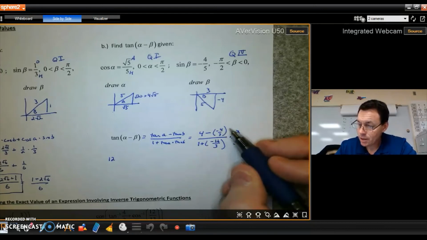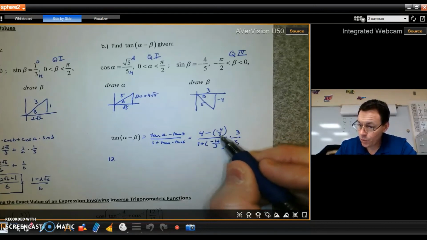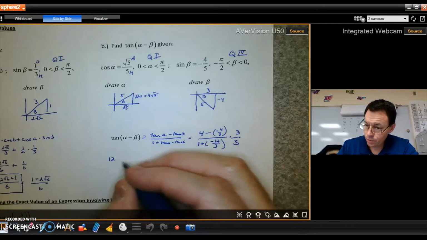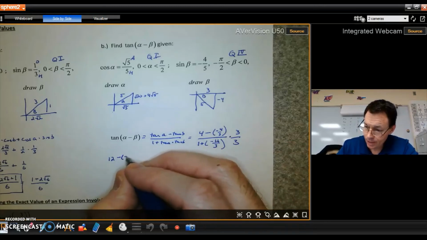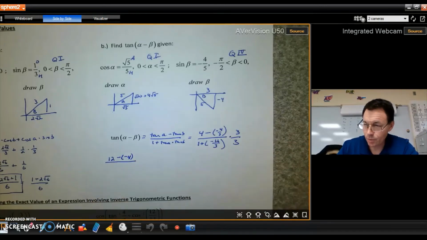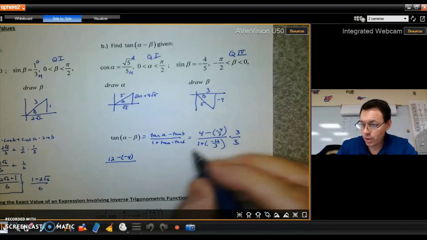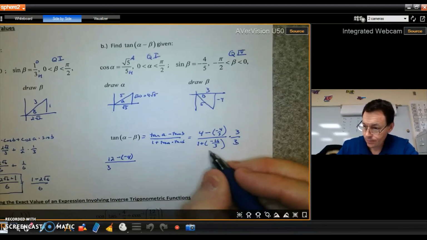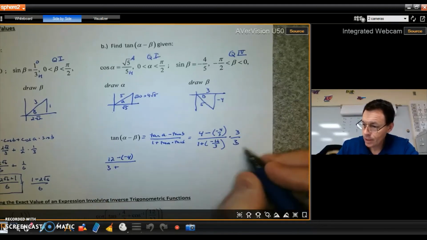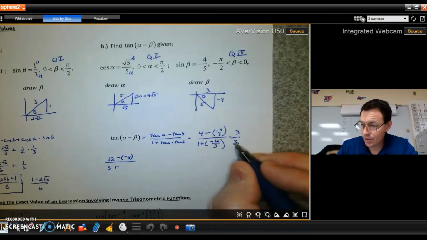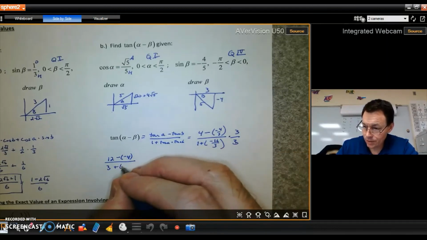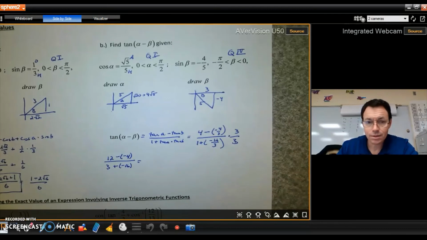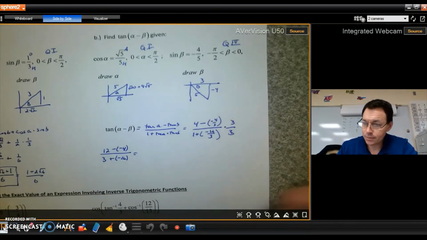3 times negative 4 thirds. The 3 and the 3 will reduce, and I'll just get a negative 4. I don't have a fraction anymore. 3 times 1 is 3. Plus 3 times negative 16 thirds. Again, the 3's cancel, and you get negative 16. That's it. That's our problem now.